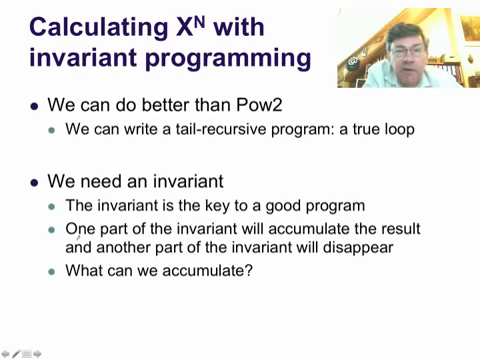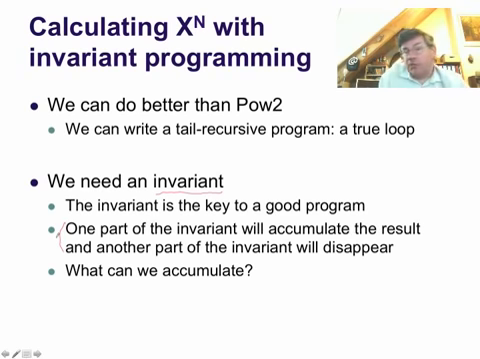How do we make it so that it's a true loop? In order to do that, we need an invariant. How can we calculate, find an invariant in this case? We need an invariant where the result appears in part of it as an accumulator. What can we accumulate? What do you think?